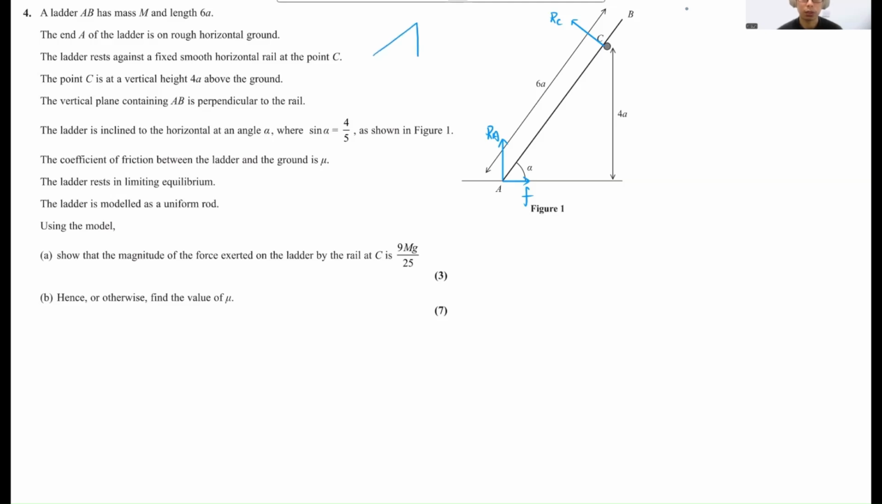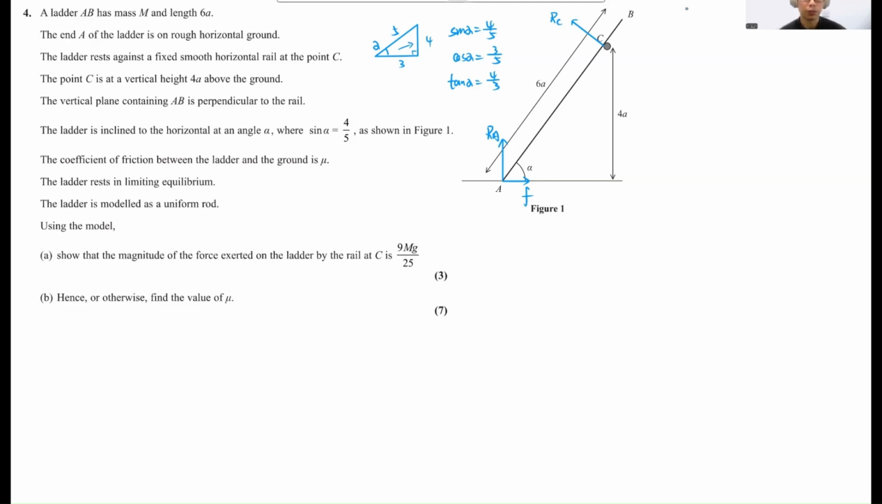So we can draw a little triangle. If this is alpha, the opposite has to be 4, the hypotenuse is 5, so the adjacent has to be 3. So 3, 4, 5. Then sine alpha equals 4/5, which they gave us. And then cos alpha is equal to 3/5, which is adjacent over hypotenuse. And then tan alpha is equal to 4/3, which is opposite over adjacent.